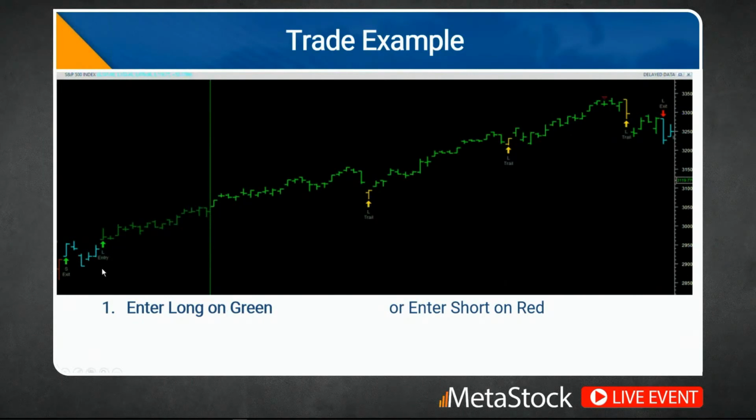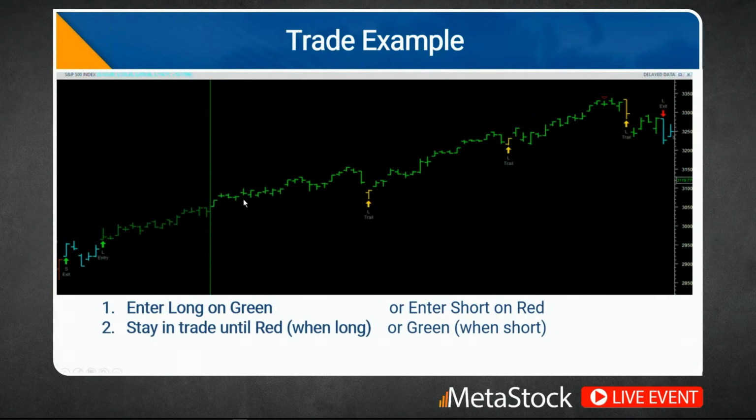In this example, we have enter long on green. If you look really closely, there's a signal right here that says long entry. This is neutral to bullish right here, the darker green. Then we have strongly bullish here. If you were going to do a short trade, you'd be looking to enter on red. But here we are changing from blue to green, the signal moving from neutral to bullish. And then we stay in the trade until we go red.